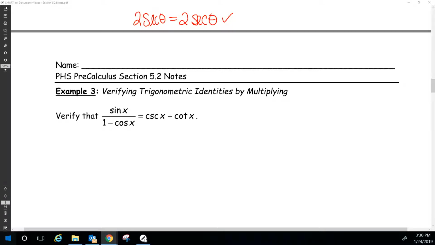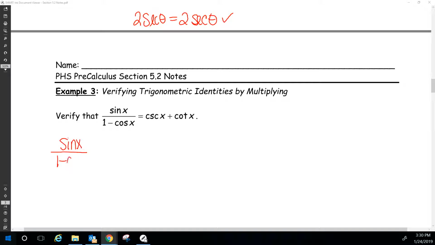Welcome back, pre-calc. Here is section 5.2, example number 3. For this one, I've got a fraction on the left-hand side, and I see 1 minus cosine x underneath it in the denominator. Anytime I'm in a fraction, I'm going to try working with those guys first.